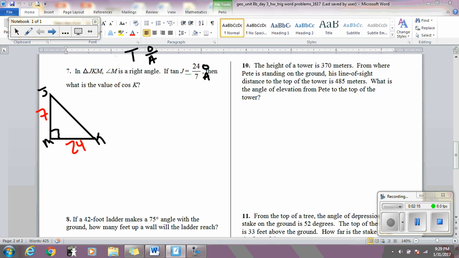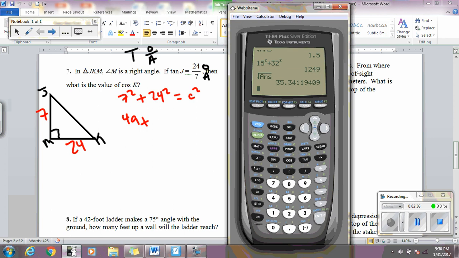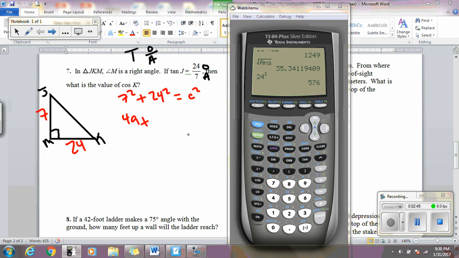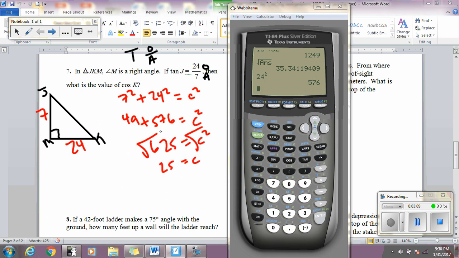So I'm going to take 7 squared plus 24 squared because those are the legs, and it's equal to c squared, which is your hypotenuse. 7 squared is 49. 24 squared, I believe, is 6 something. 576 equals c squared. So combine 576 with 49, you'll get 625 equals c squared, and take the square root, you get 25 equals c. So 25 is the missing side of this triangle.